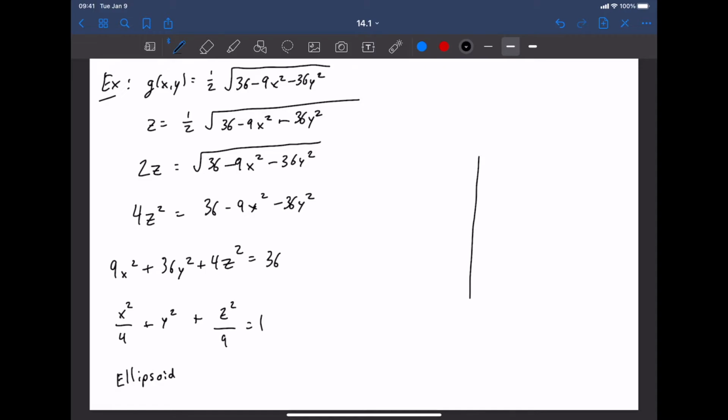And we can find its intercepts, and we can try to graph it. Again, even without a calculator, even without a computer, we can understand that on the x-axis, the intercepts should be 2 and negative 2. On the y-axis, we should be talking about 1 and negative 1. And on the z-axis, we should be talking about 3 and negative 3.